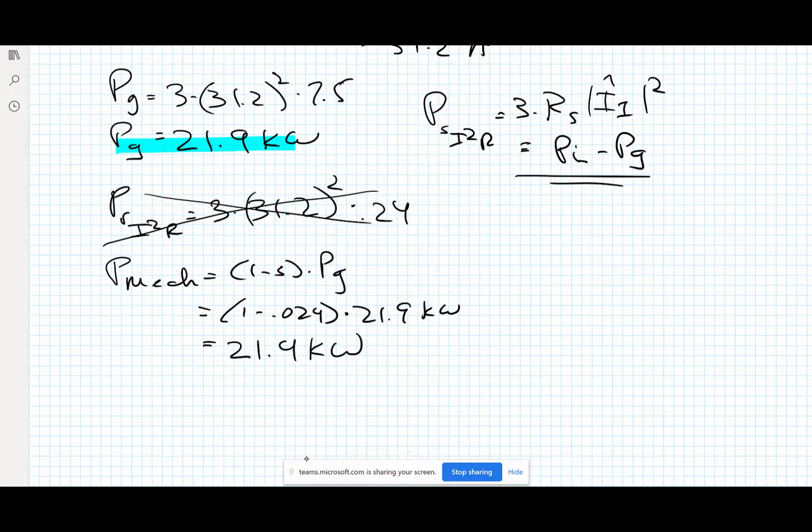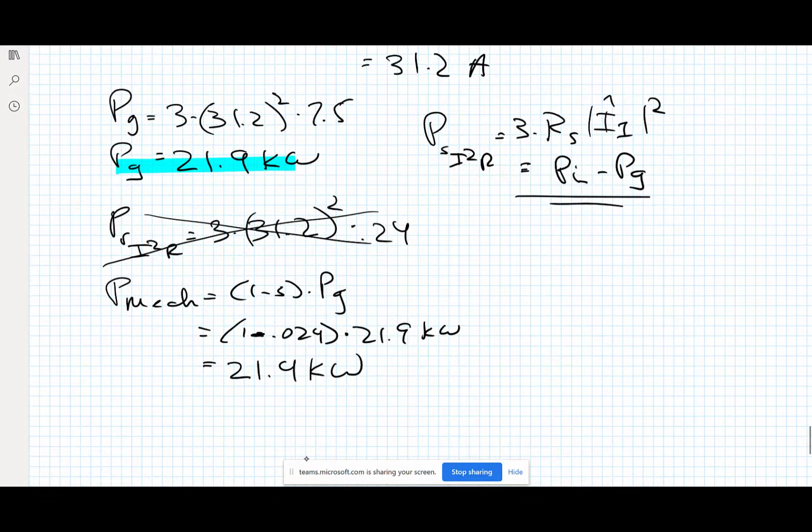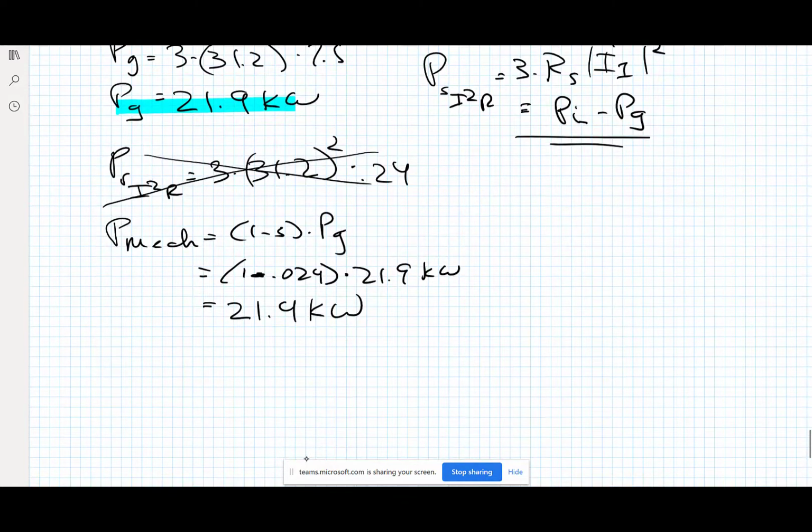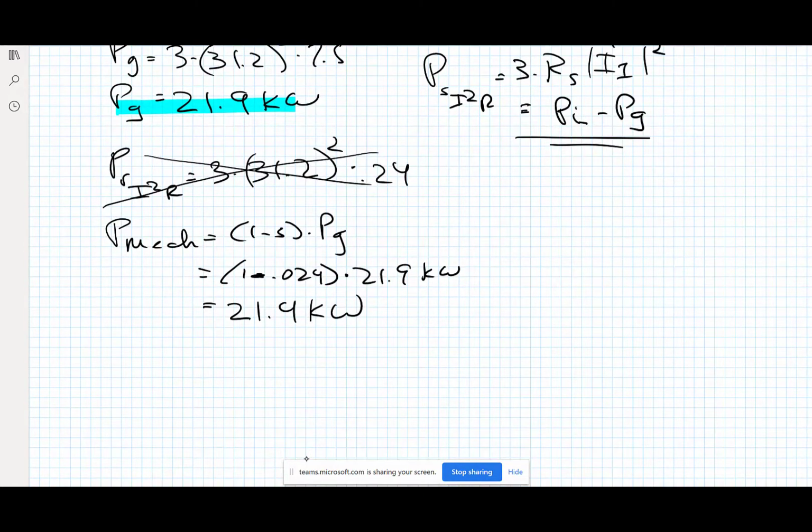The way this thing's working out, it's a little bit weird, but I'm showing you the process. I think the losses seem a bit low compared to what I had in the stator. I have to go back and look at that. I'll probably clean these notes up and make sure I didn't miss a decimal point or something.